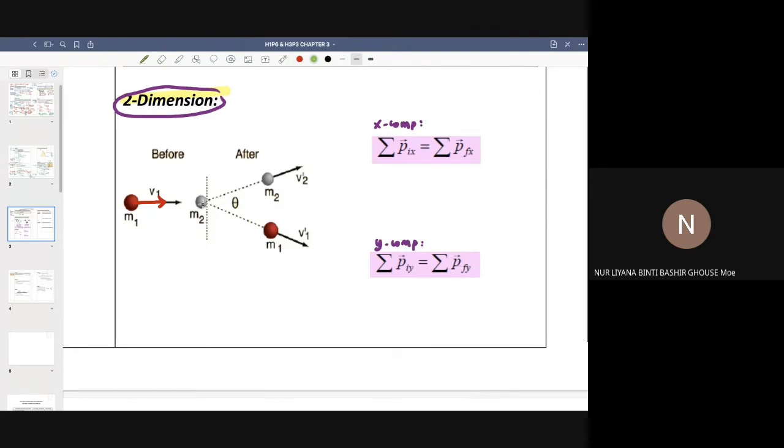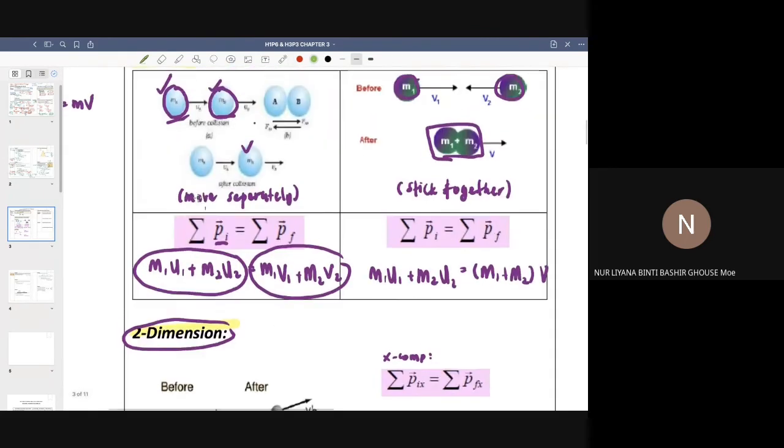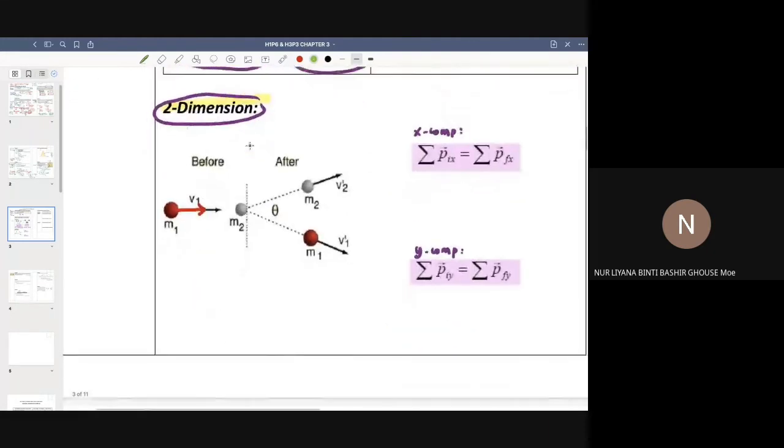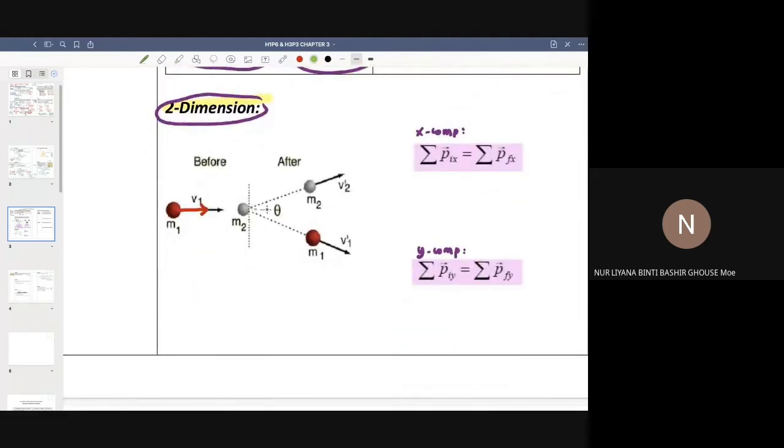And lepas dia collide, instead of moving, tengok tak, nampak tak, yang ini dia bergerak straight je in the horizontal. Tapi sekarang dia bergerak dengan certain angle kat sini. So what happens is our velocity untuk after telah menjadi vector. Okay, dia become a vector yang kita kena resolve.